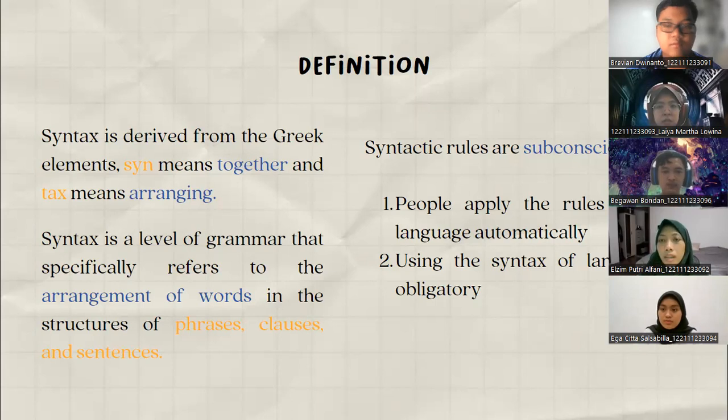Syntactic rules are subconscious rules, which means, first, people apply the rules of their language automatically, without noticing they're doing anything special. Second, using the syntax of language is obligatory.